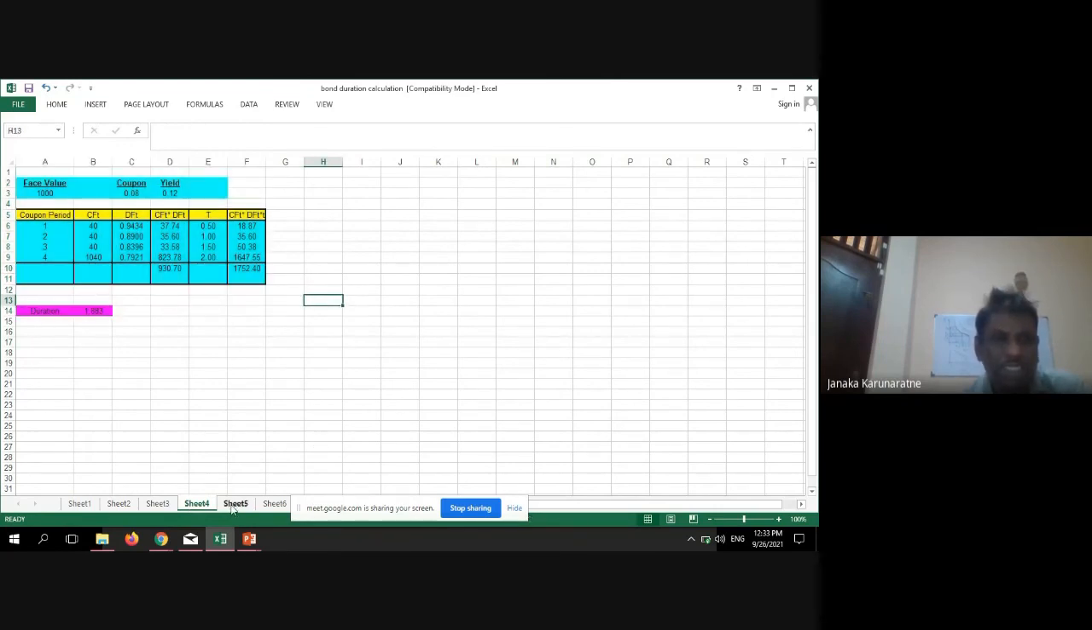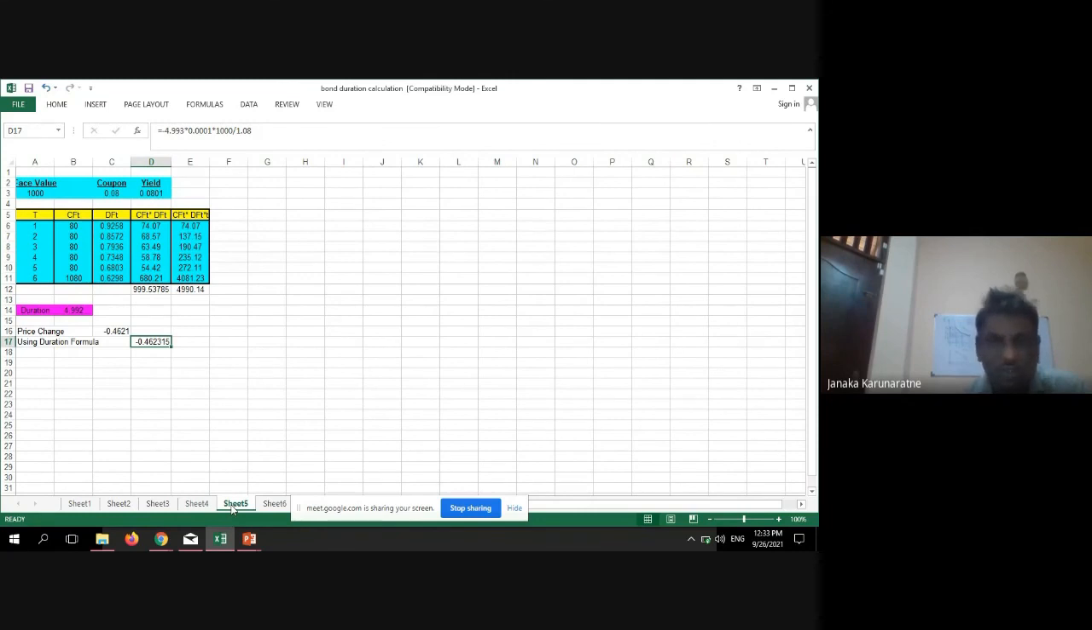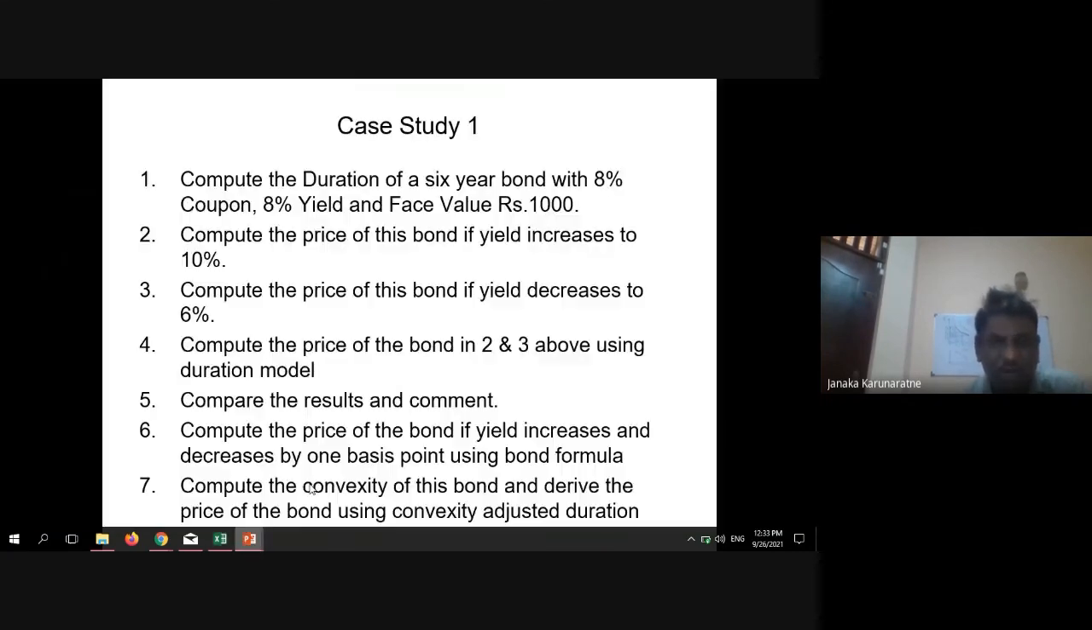Okay, I think time is up for the day. So we can leave the final part of the question, which is the more important part: compute the convexity of this bond and derive the price of the bond using the convexity adjusted duration. Now that's very important. We can use the convexity adjusted formula and compute the price of the bond for both increase and decrease, right? So that is the final part.